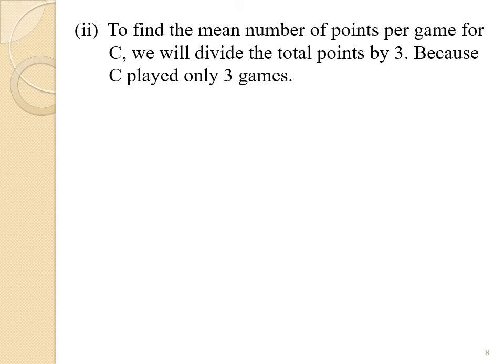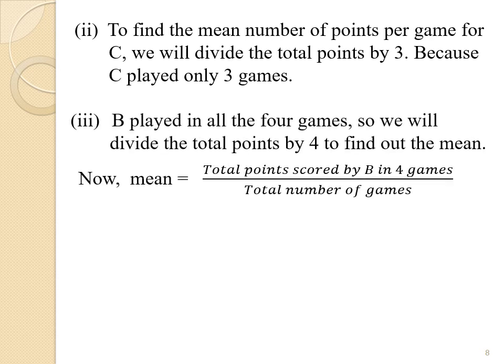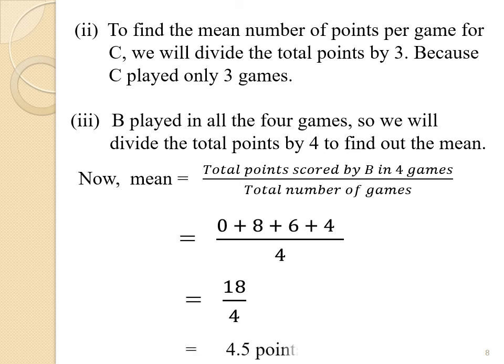Now, let us find out the mean. Mean equals total points scored by B in 4 games upon total number of games equals 0 plus 8 plus 6 plus 4 upon 4 equals 18 upon 4. Now dividing 18 by 4, we get 4.5 points. Thus, mean of B equals 4.5.